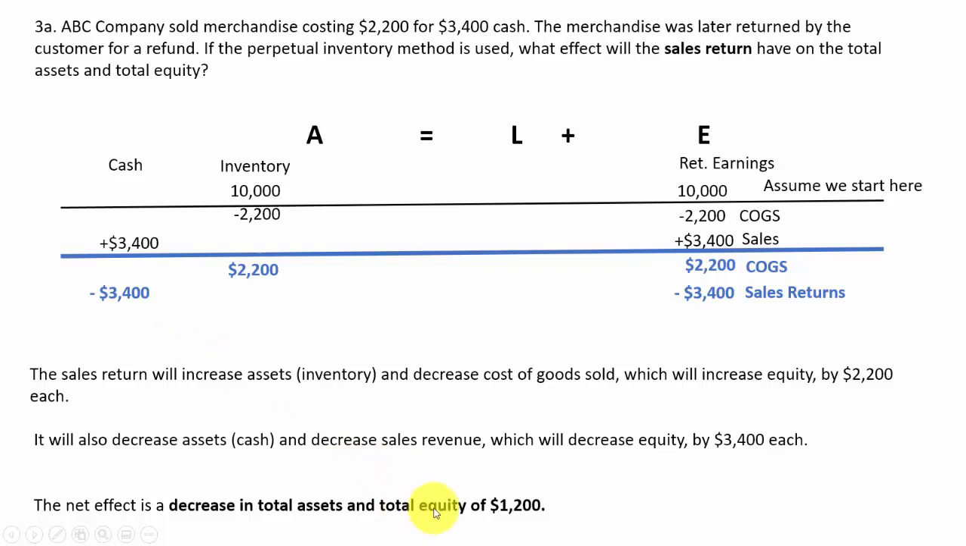That decrease is $1,200, and we'll also have the same decrease in equity, because when we return the item, the cost of goods sold increased equity, and the sales return reduced equity. So overall, equity is going to go down by $1,200 also. So the answer is that when we have this return, the assets and the equity side are both going to go down by $1,200.